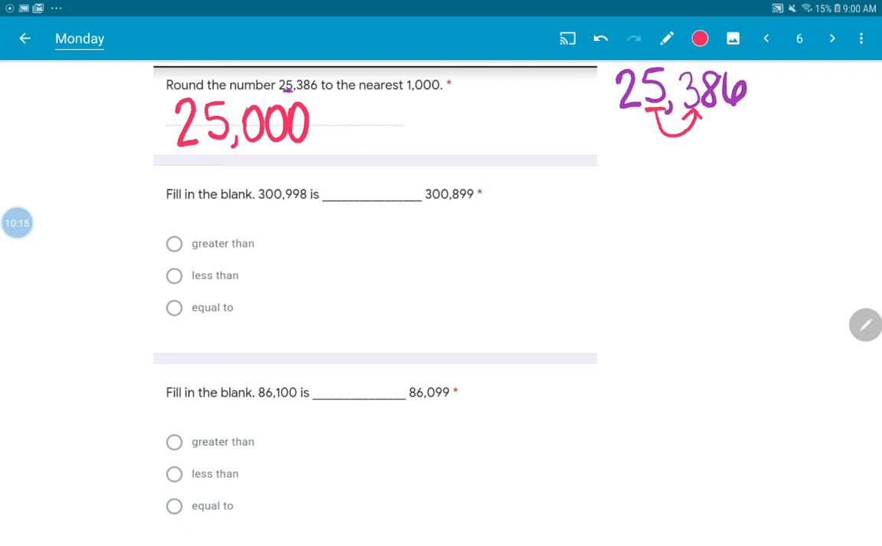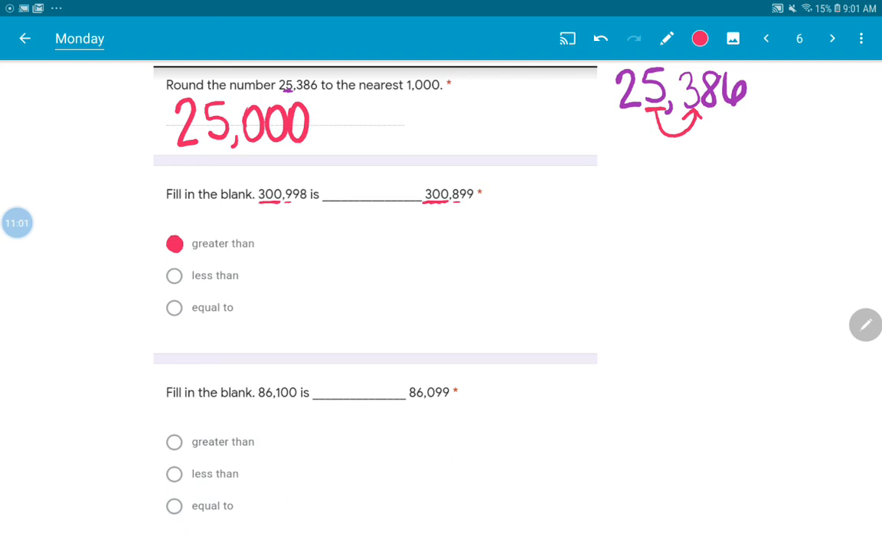All right. 300,998 is greater than, less than, or equal to 300,899. Brayley? Greater than? Okay, how do you know that's greater than? Because the numbers are higher than the other numbers. Yeah, I have 300,000 and 300,000. That's the same. So then I have to go to my hundreds place value, and 9 is more than 8.